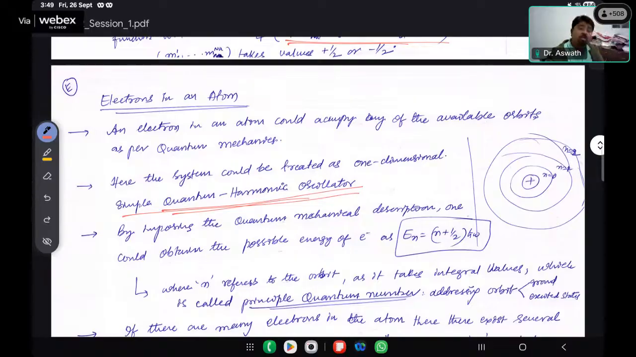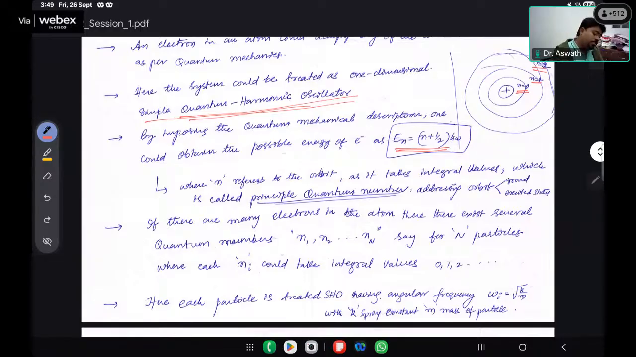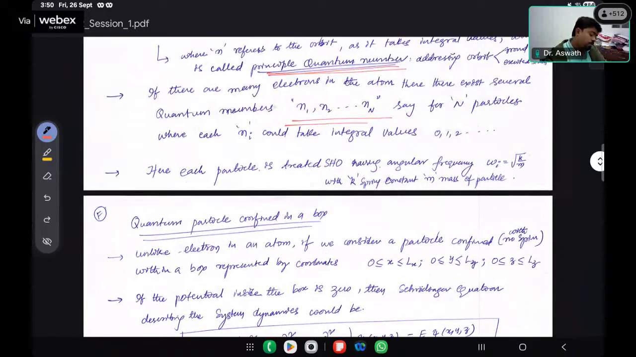In that case, I can solve the Schrodinger equation explicitly by taking the potential into consideration, and I can show it exists in various energy levels or orbits, starting from n equal to 0, n equal to 1, n equal to 2. Okay, right? So that is one way of seeing things. Here, n is called the principal quantum number, which tells me where the electron is located, whether it's close to the nucleus or away from the nucleus. Okay, right?